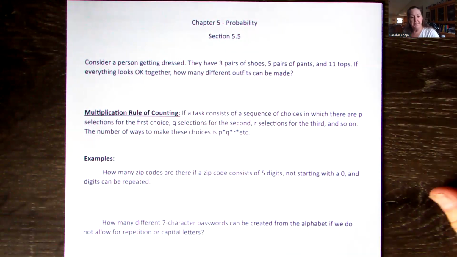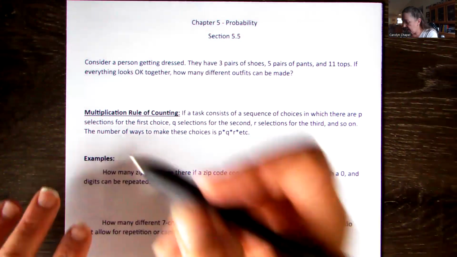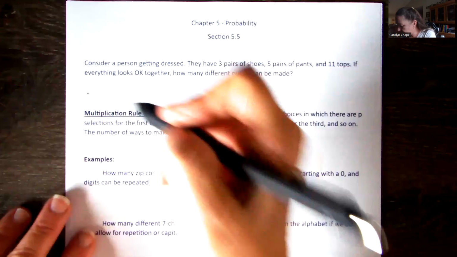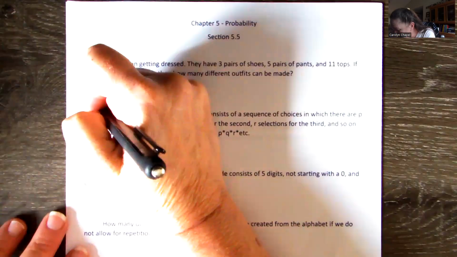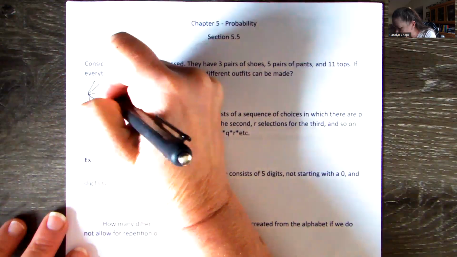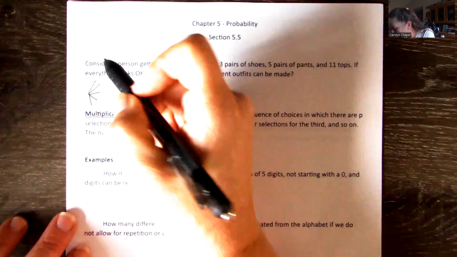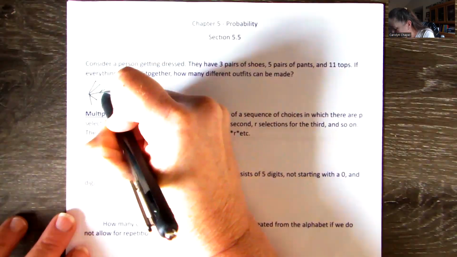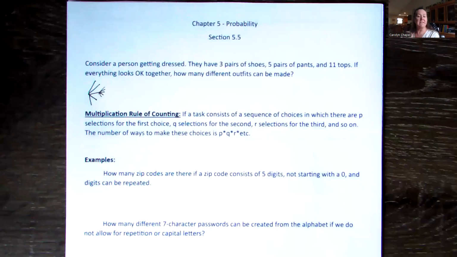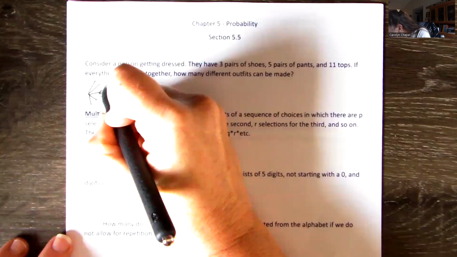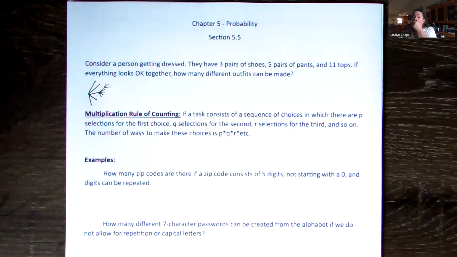And we could, if we wanted to, draw a tree, and I'm going to start drawing this tree. Let's say you put on your pants first. So from each, here we'd have 5 different choices for our pants. From each of those, we would have 11 tops. I'm not going to be able to get them all in here, but imagine 11 tops from each of those pieces. And then from each of these, we have our 3 shoes.